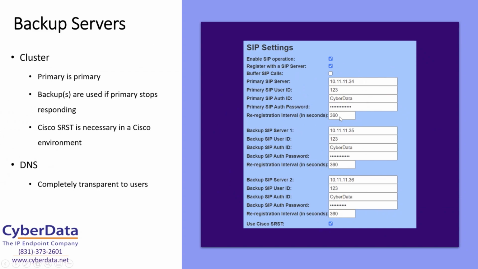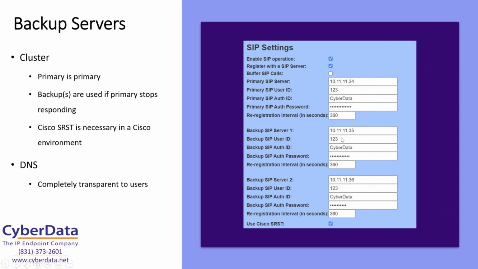We go through this little handshake process where Cisco says, give me your password. And we're like, okay, cool, here's my password. And Cisco's like, okay, you're good, you can register for 360 seconds. And then we move on to the backup ones. But because we have Cisco SRST enabled, we go through that same process. We try to register to the address 10.11.11.35 at number 123 with the username CyberData and our super secret password.